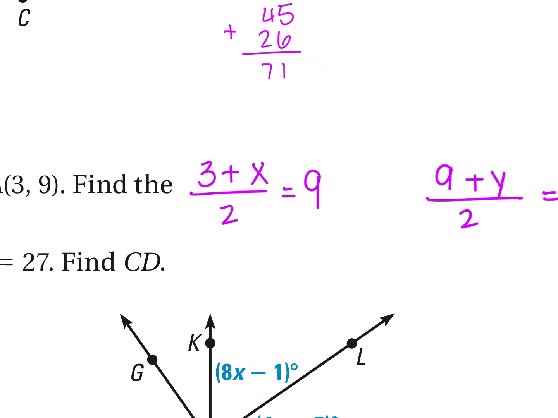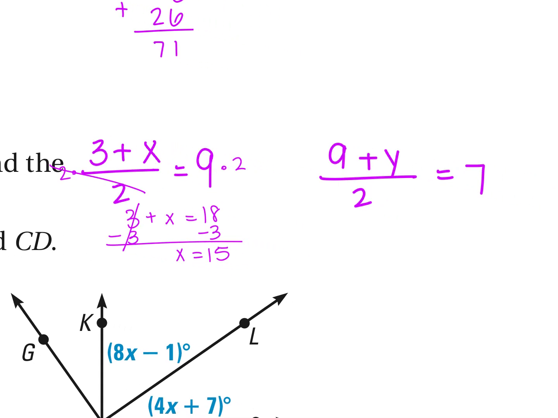So solving it is like a 2-step equation. Multiply both sides by 2. I'm going to get 3 plus x equals 18. Subtract 3. X is going to equal 15 for this one. And then looking at the next one, multiply by 2. So I'm going to get 9 plus y equals 14. And then subtract both sides by 9. So y is going to equal 5.